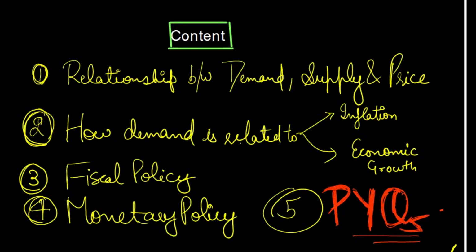We are starting a new series on economic concepts with previous year questions, as I promised in my strategy series. This is the content of my video. Firstly, we will see the relationship between demand, supply and price. Then we will see how demand is related to inflation and economic growth. Then we will discuss fiscal policy and monetary policy. In the end, we will take up the previous year questions that are based on these topics.